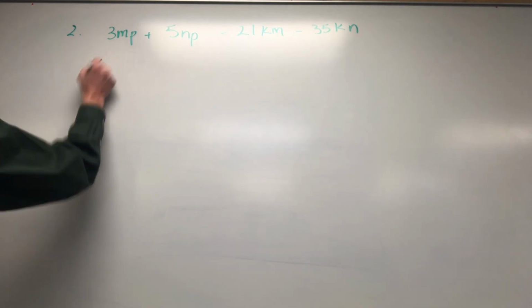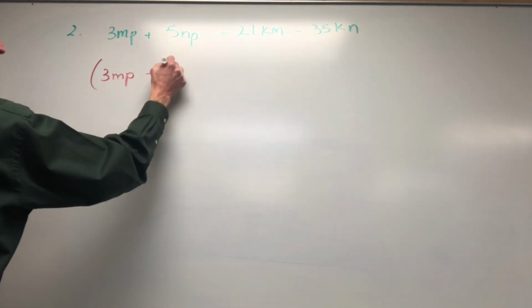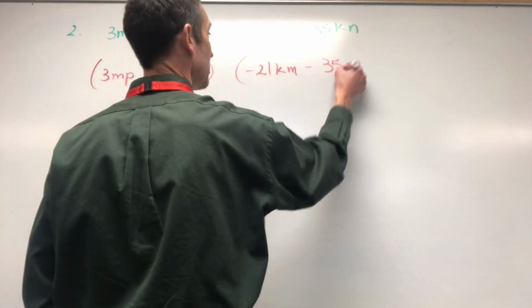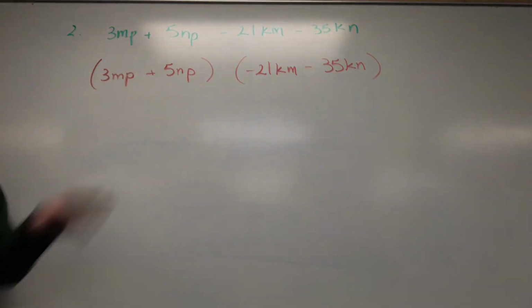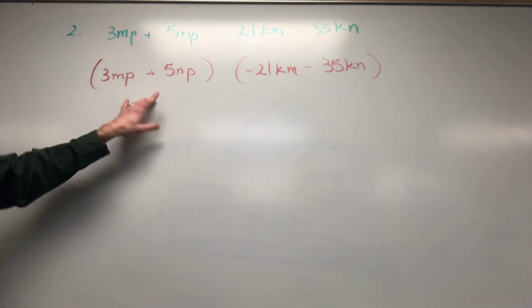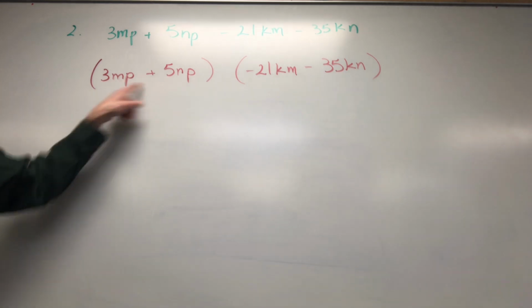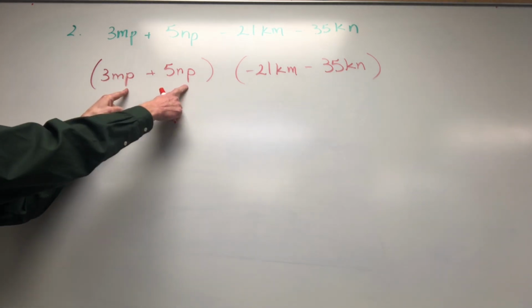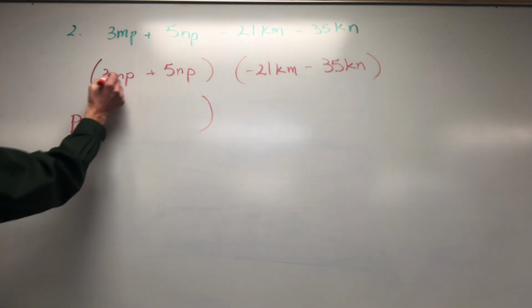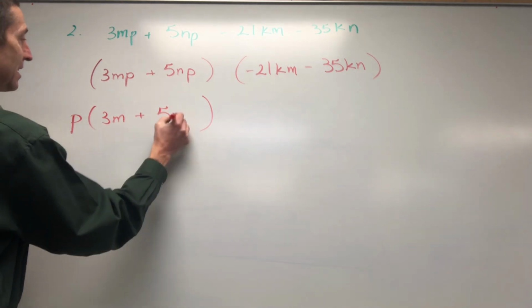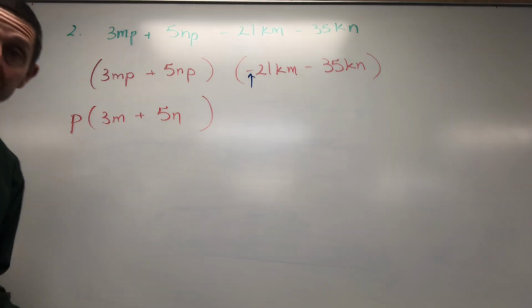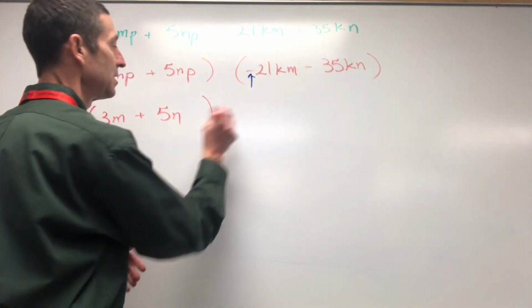So we're going to try the first 2 in a group. 3MP plus 5NP. 21KM minus 35KN. All right, so we grouped up the first 2. We grouped up the second 2. 4 in a row. First 2, tiny factoring project. Not much you can get out. The numbers are staying. Looks like you got P's in both of those. So we take out a P. We can get that out. 3M left. 5N left. And again, guys, whatever this sign is right there, that's our connector. So it's negative. That means this is negative right there.